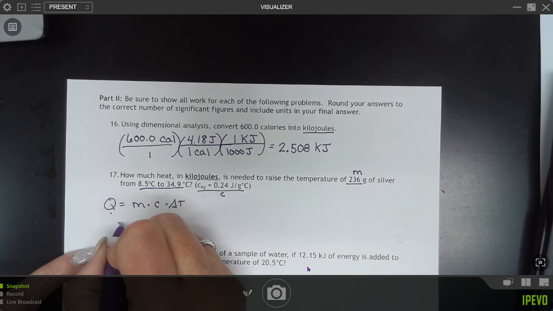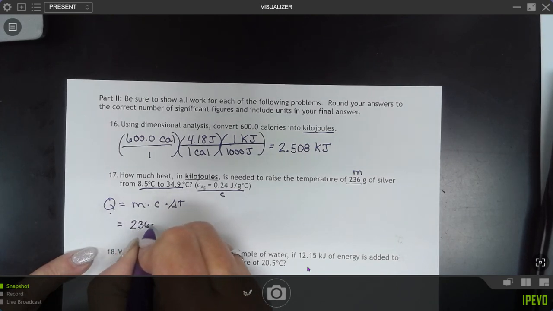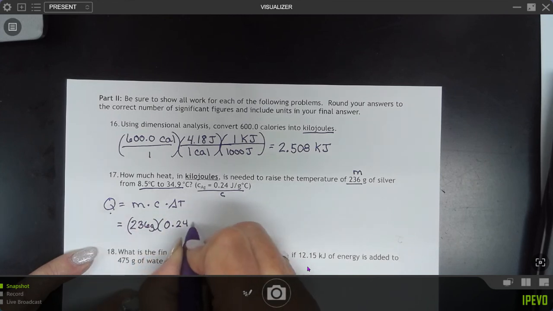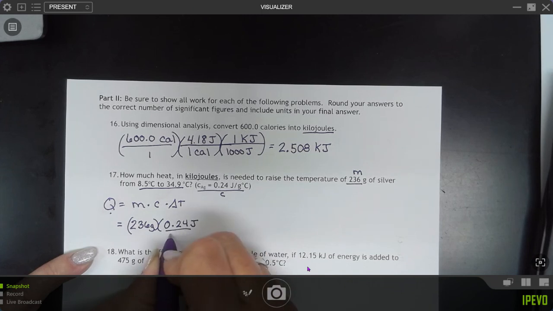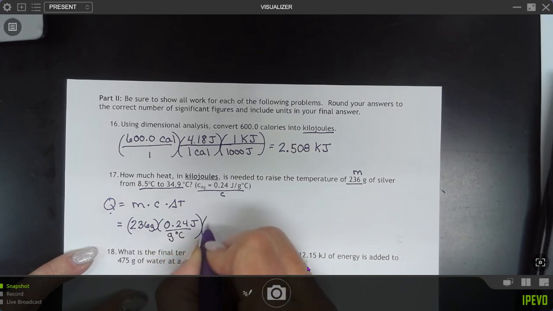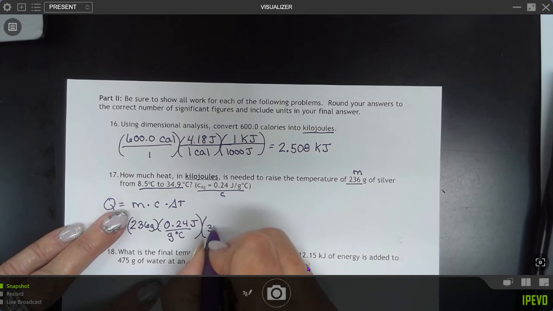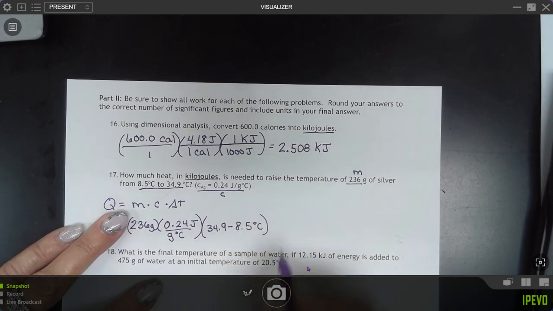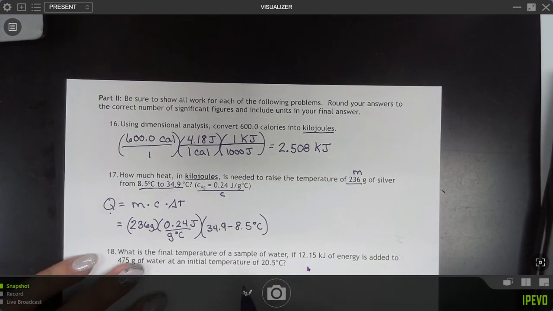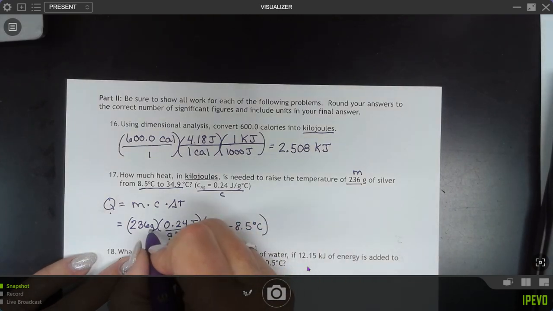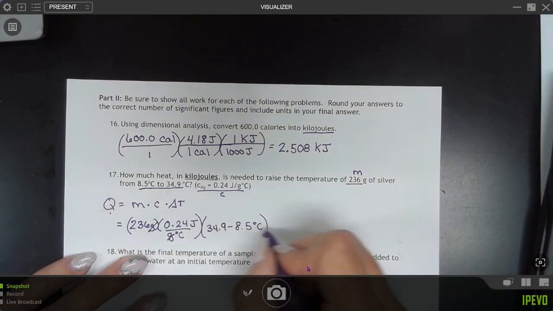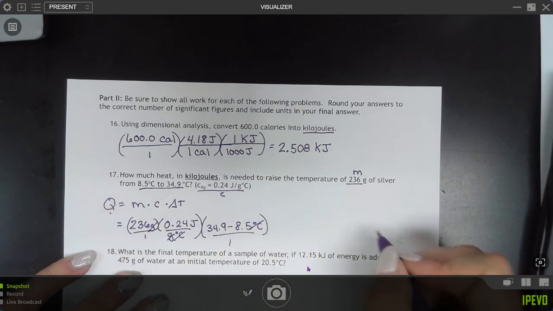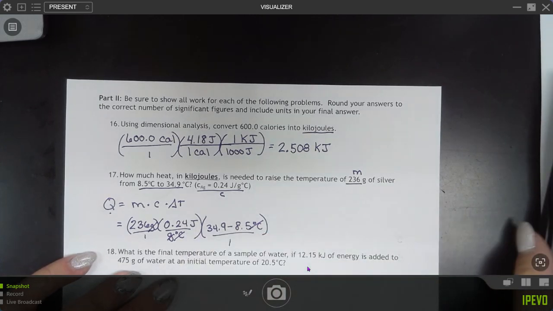So Q is equal to 236 grams times 0.24 joules per gram degree Celsius. And then our delta T is 34.9 minus 8.5 degrees Celsius. Now I want to show you something, okay? We didn't really talk about this, but your units are going to cancel out. So grams cancel, degrees Celsius cancels, okay? Because both of these are essentially over 1 if we wanted them to be fractions, okay? Which leaves us with our answer in joules.